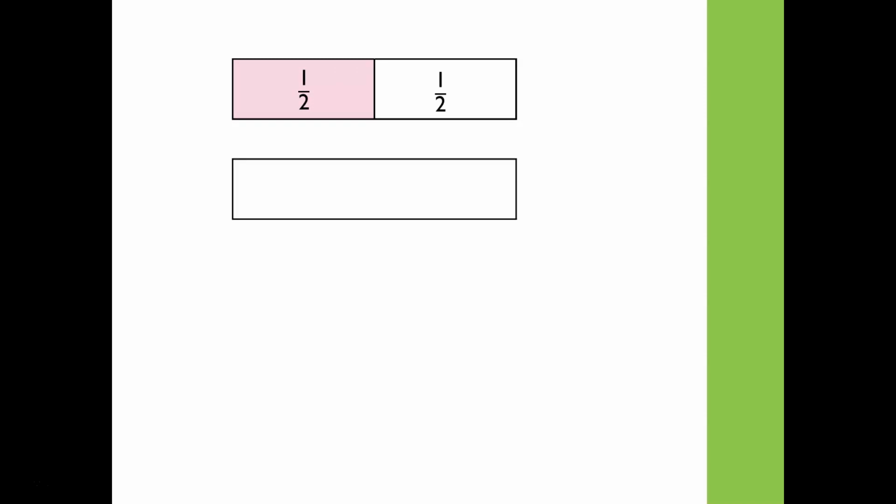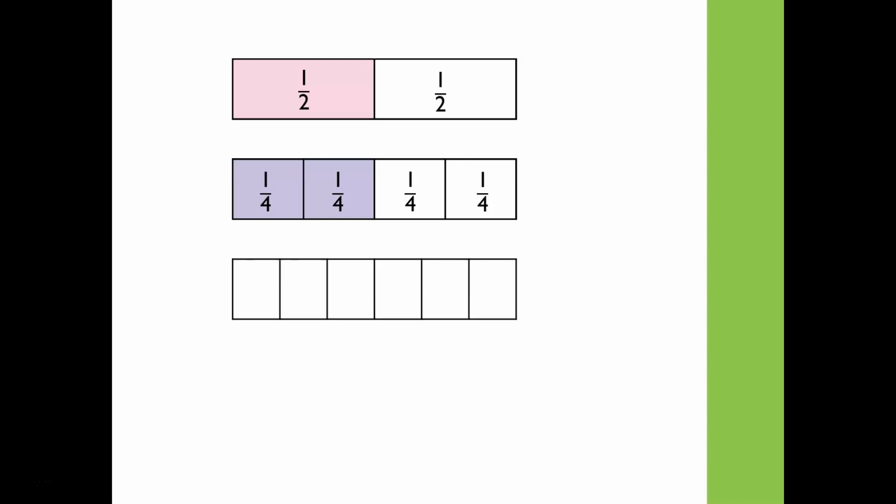Here's a bar model, and it's been divided into 2 equal sections. One half is shaded. Next we have a bar model, and it's been divided into 4 equal sections, or quarters. When I shade in 2 of the quarters, we can see it is equivalent to 1/2.